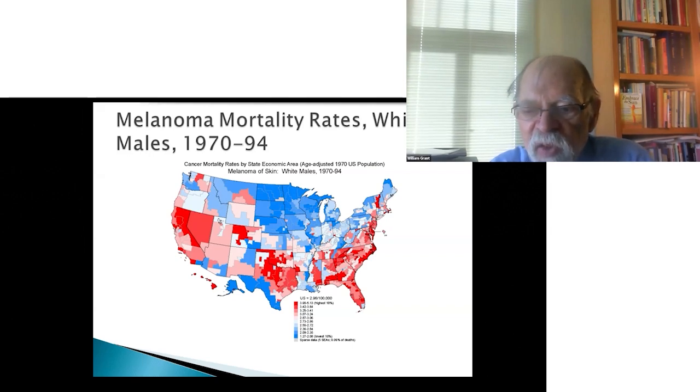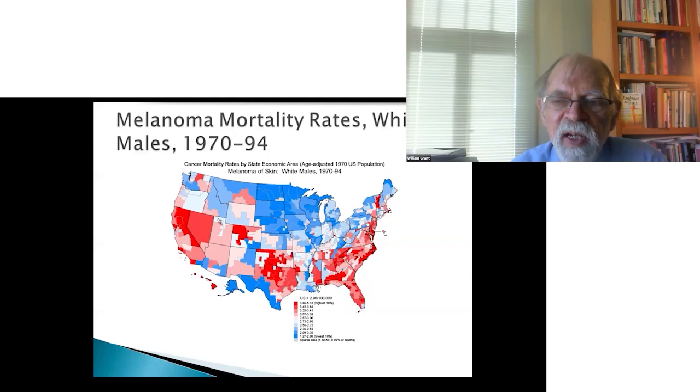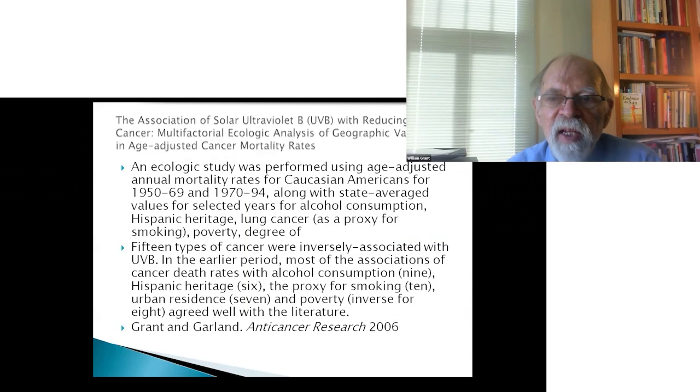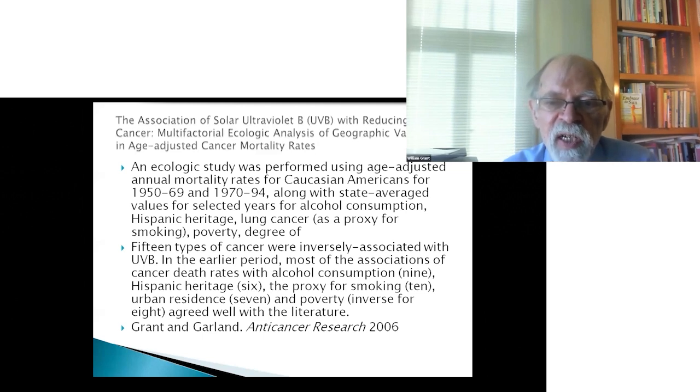But the highest mortality rate here is around 4 per 100,000 per year. And you go back here for breast cancer, it's 30 per 100,000 per year. So it's a small amount. Now, my ecological study was for Caucasian Americans from two periods, 1950 to 1969 and 1970 to 1994. And the first study I did in 2002 was state average. The second one was state economic area average.